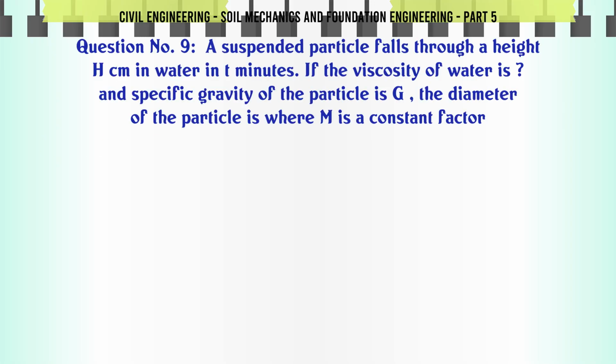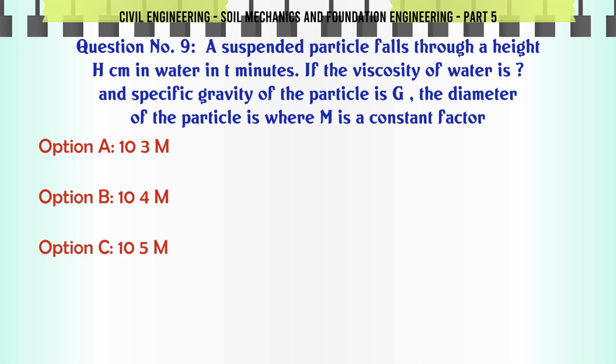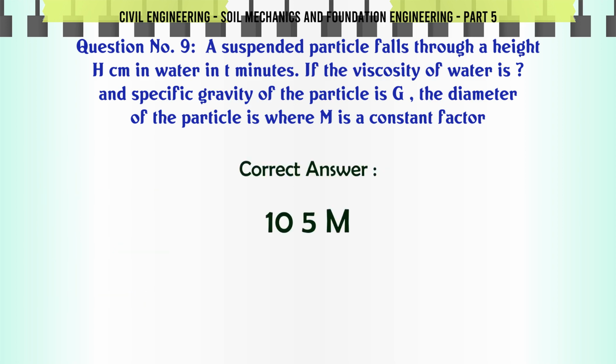A suspended particle falls through a height of 8 cm in water in T minutes. If the viscosity of water is η and the specific gravity of the particle is G, the diameter of the particle is m times a constant factor. A. 10.3 m. B. 10.4 m. C. 10.5 m. D. 10.2 m. The correct answer is 10.5 m.